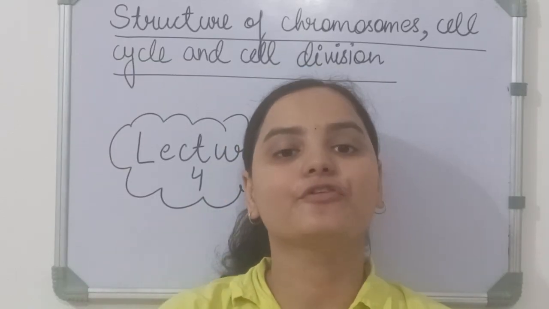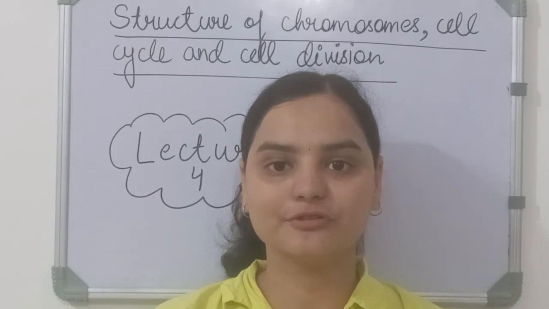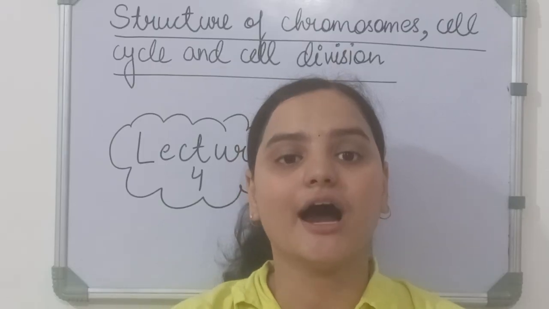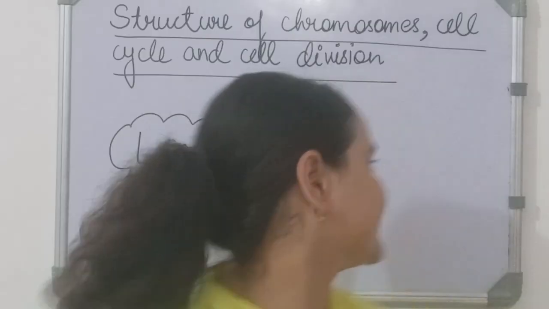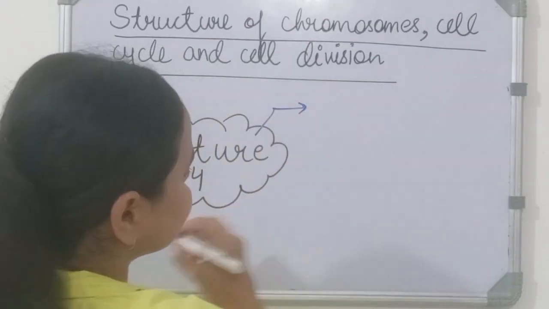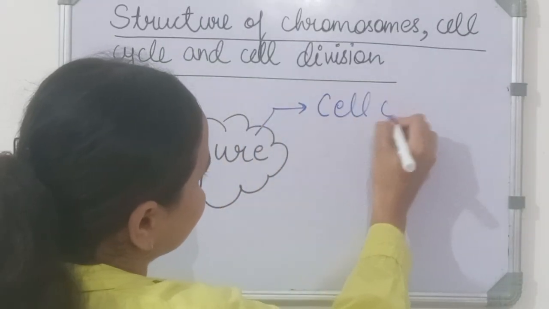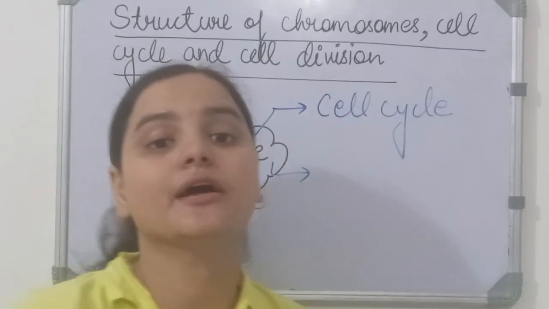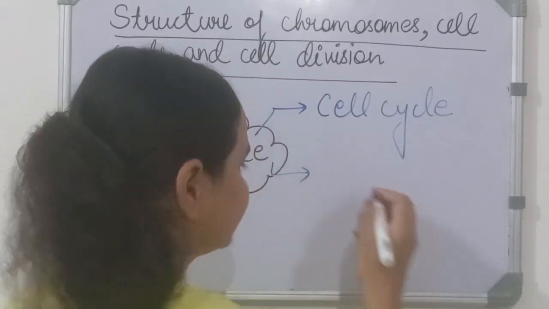This is lecture 4 of chapter Structure of Chromosomes, Cell Cycle and Cell Division. And in today's lecture, we are going to study about cell cycle. So we will study cell cycle in detail, and a brief introduction about phases of mitosis.